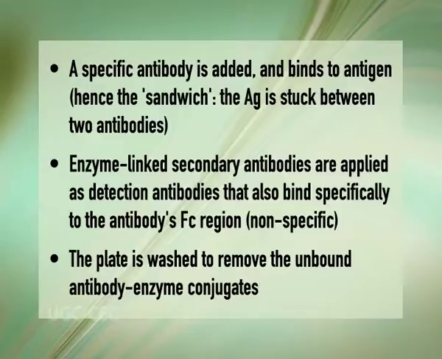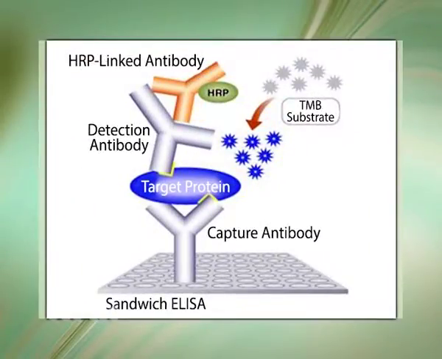Number six, enzyme linked secondary antibodies are applied as detection antibodies that also bind specifically to the antibody's Fc region, that is non-specific. Number seven, the plate is washed to remove the unbound antibody enzyme conjugates. Number eight, a chemical is added to be converted by the enzyme into a color or fluorescent or electrochemical signal. Number nine, the absorbance or fluorescence or electrochemical signal, for example current, of the plate wells is measured to determine the presence and quantity of antigen.